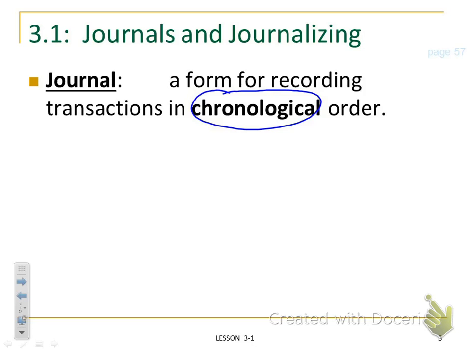First, what we want to know is, what is a journal? A journal is just a form that we'll use to record transactions in chronological order. Thus far, we've been analyzing our transactions into all their debit and credit parts. Now, we're going to try to figure out how we record all of those transactions in a logical format. And the way that we do that is by using a journal.